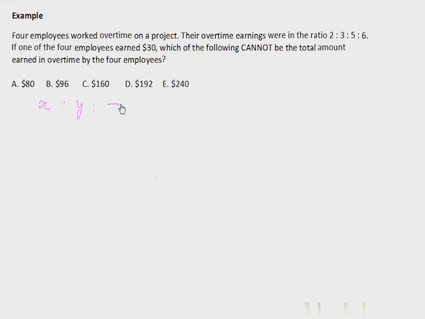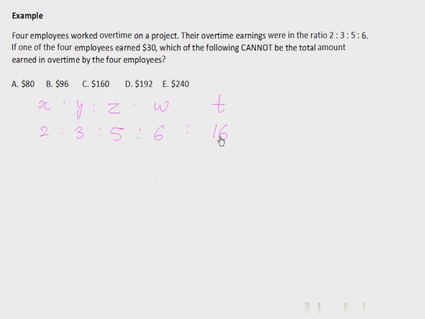X is to Y is to Z is to W. Denoting the 4 employees by letters, I get 2:3:5:6. So this is the earnings of the 4 employees, and this ratio, that is, what is the total earnings? 5 plus 5, 10 plus 6, 16. So the total earnings is 16.